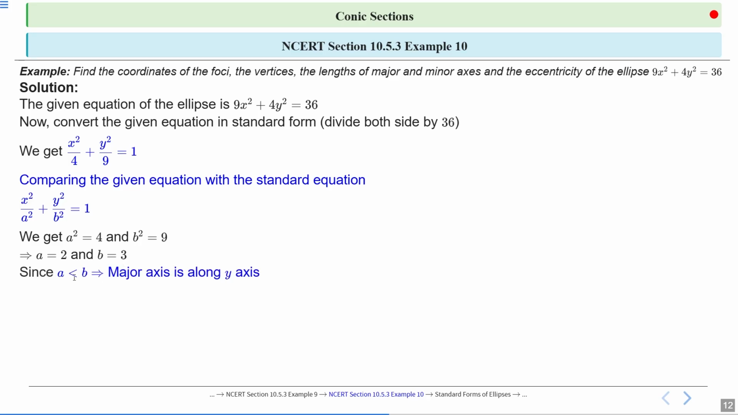Since here a is less than b, you can see 2 is less than 3, so major axis is along y axis. And we know this relation c equal to square root of a square minus b square. It should be actually c equal to square root of b square minus a square. Then you will get c equal to square root of 9 minus 4, and this is equal to square root of 5.